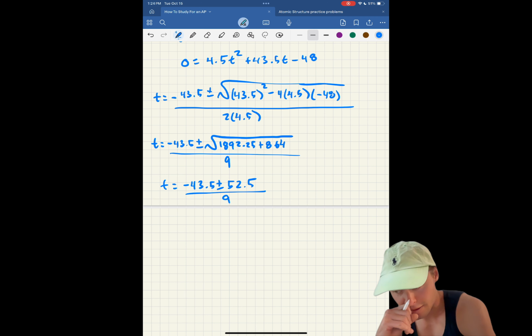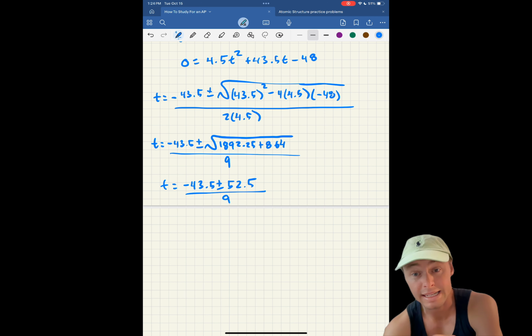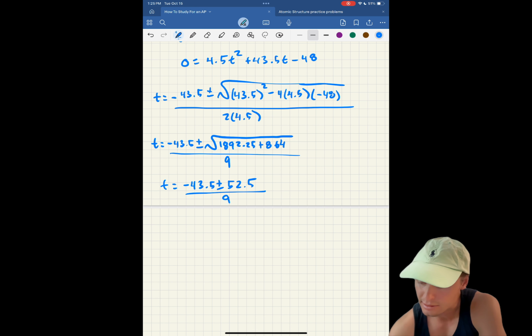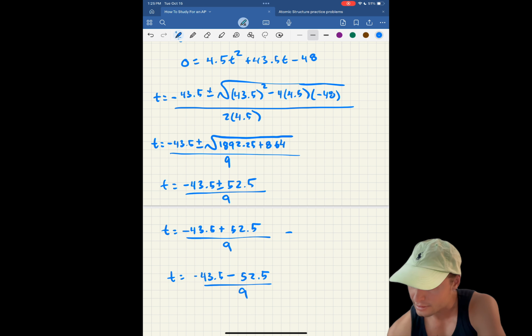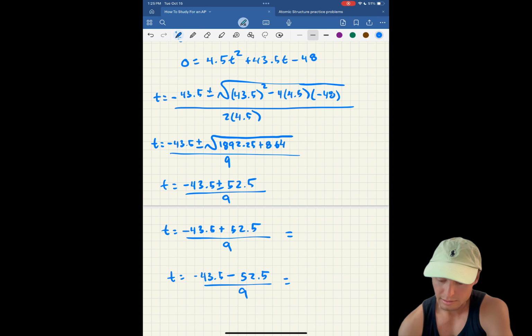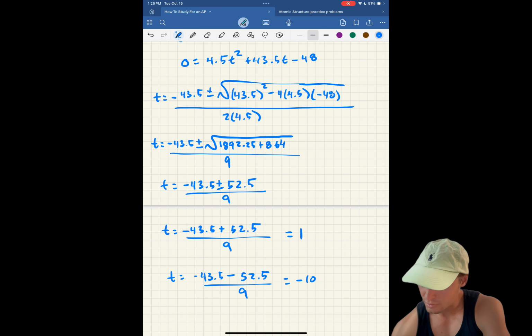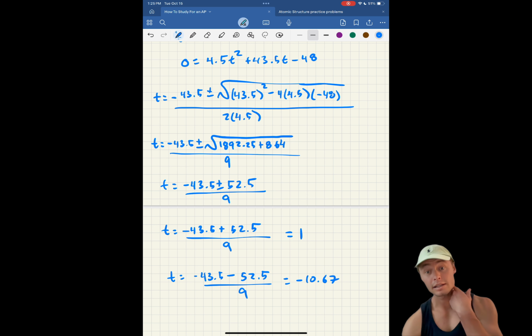Now there's two answers here because we have a plus or a minus. One of them isn't going to make sense. Okay, so let's write out both equations. t equals negative 43.5 plus 52.5 over 9, and t equals negative 43.5 minus 52.5 over 9. I'm going to simplify both of these. This one you get 1. The bottom one you get negative 10.67.